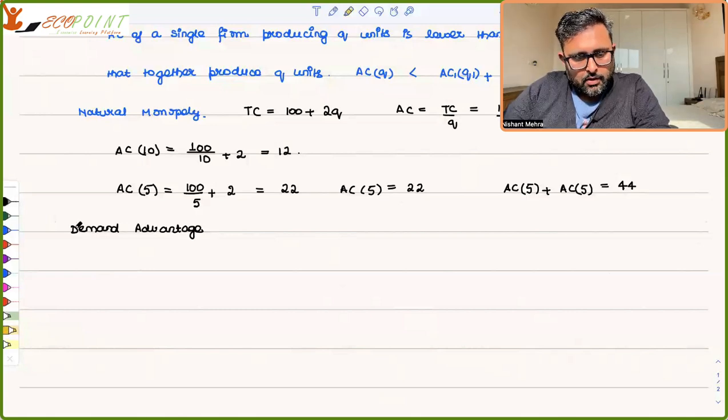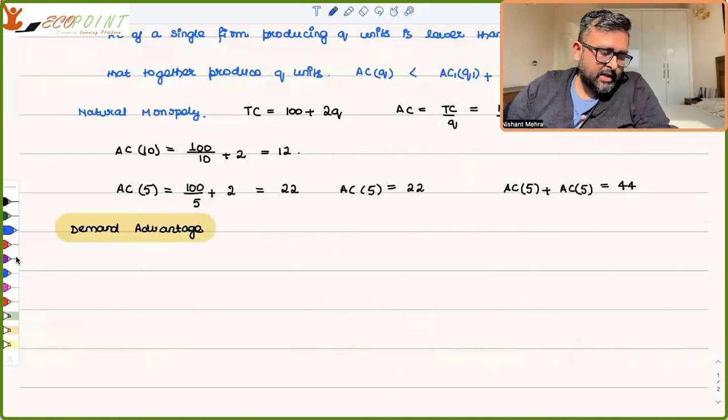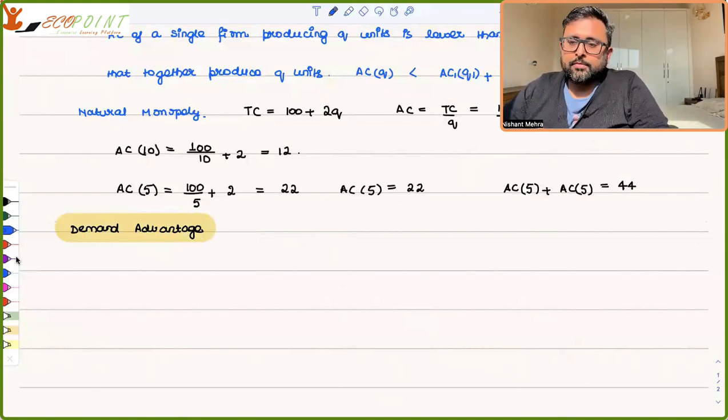You have an example of demand advantage. अब demand advantage का क्या मतलब है? Supposedly if you have the examples such as Amazon, right? Now, many customers will be choosing Amazon as their first choice, right?